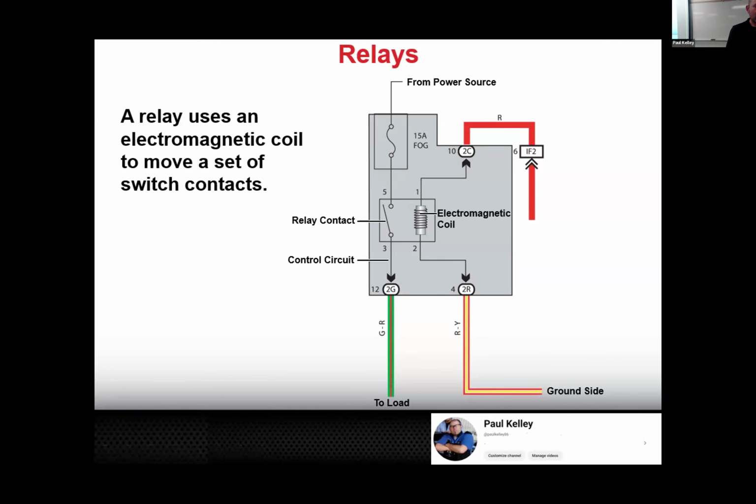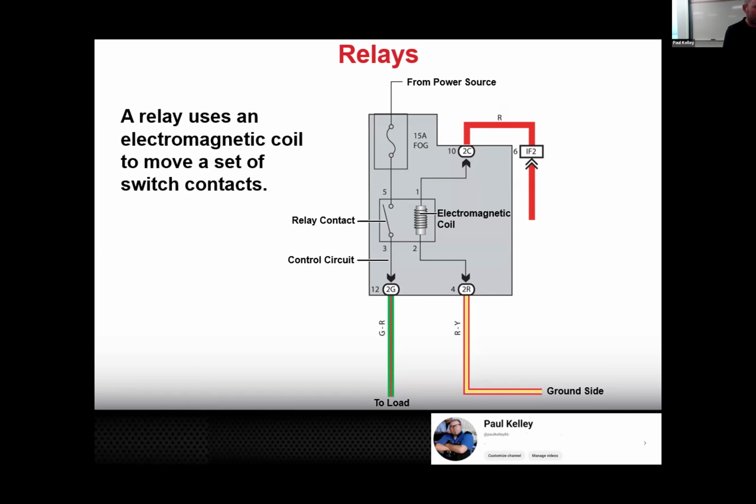But what you're correct about is if we get 12 volts on 1 and ground on 2, this will become magnetized. This will pull the relay contacts over. Now your 12 volts will go through and go power the thing. The fog lights in this case, the load. Okay, make sense? But wait, there's more.